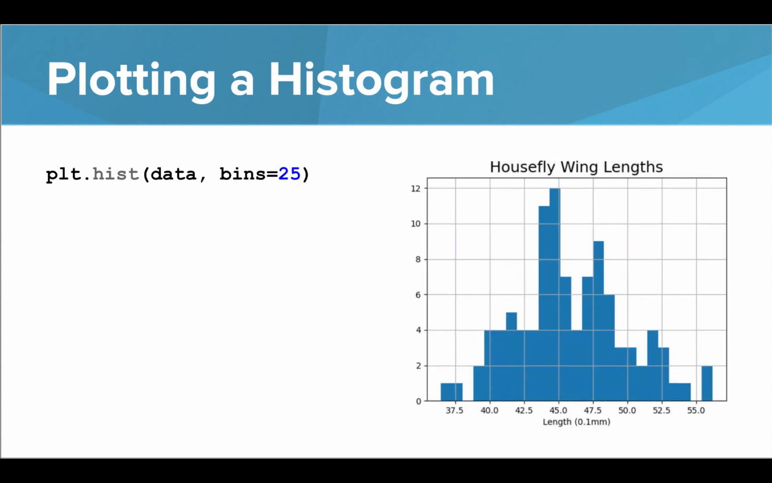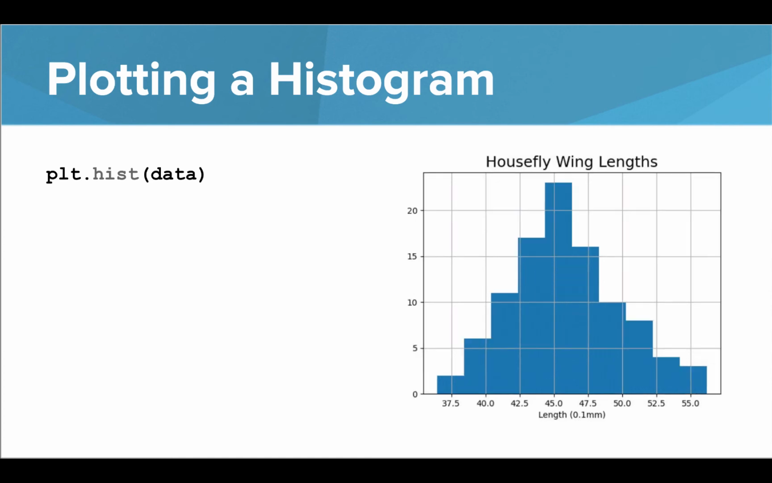We can add a parameter. Here, bins equals 25. When we change it to 25 bins, we can see that the bars look much more jumbled around than when we had 10 bins. This is important information to know. Now, the appropriate bin size to use largely depends on the size and spread of your data set. In this case, let's go back and use 10 bins.